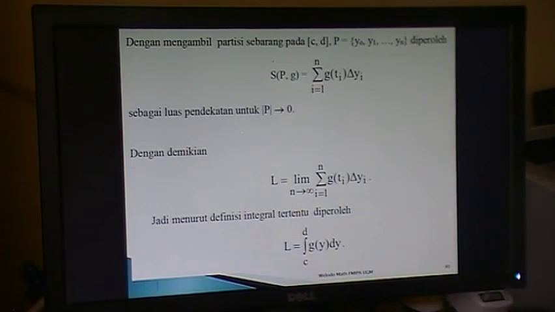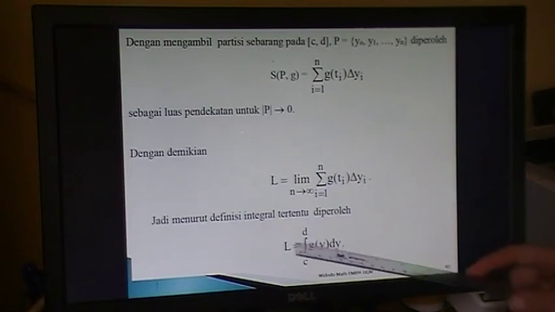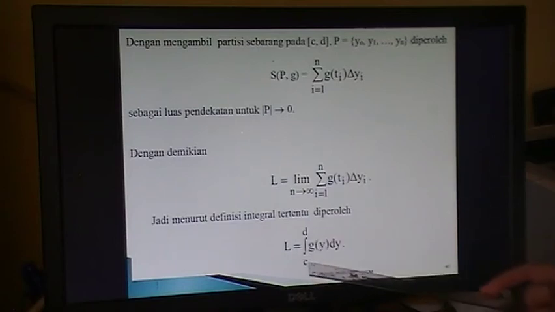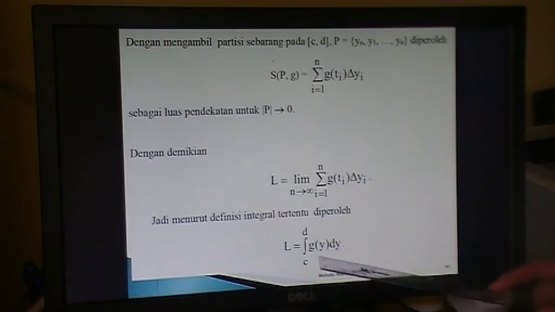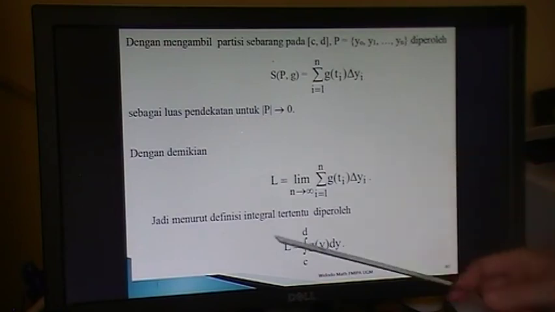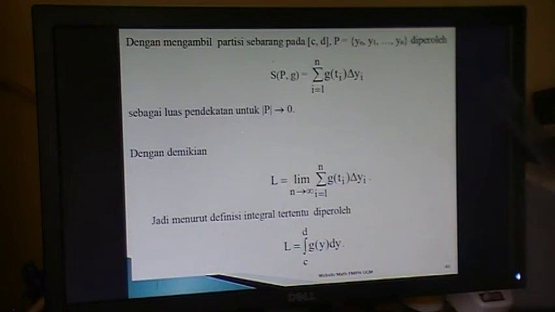So the formula of the area in the function y, the L is equal to integral CD gy dy when gy is positive. But if gy is negative, then take the negative value. Okay? So I don't want to prove in detail because the proof is actually exactly the same.